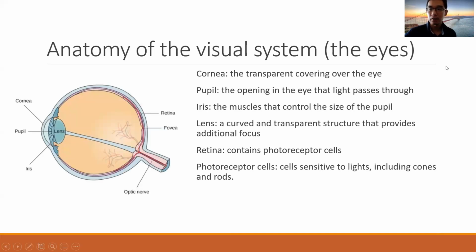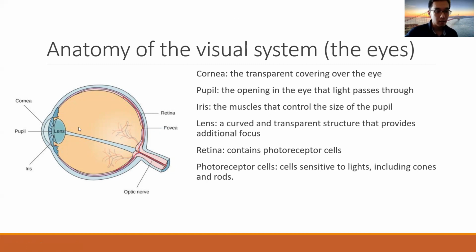Let's look at the anatomy, or the structure, of the eyes, the two eyeballs, the visual system. We can see it's ball-shaped in structure. On the surface, there is the cornea. That's transparent. So the cornea is totally transparent, covering over the eye, so that protects the eye.